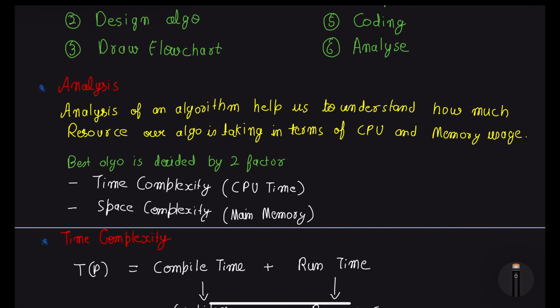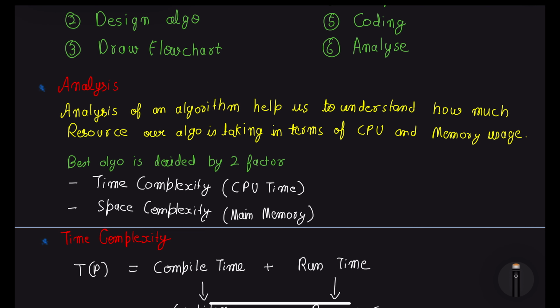Now let's look at analysis of algorithm in detail. Analysis of algorithm helps us to understand how much resource our algorithm is taking in terms of CPU and memory usage. For a given problem, there can be many different possible solutions, but the best possible solution is determined by two factors. First is time complexity. This is the total CPU time taken by an algorithm to compile and execute. Second is space complexity. This is the main memory utilized during the execution of an algorithm.